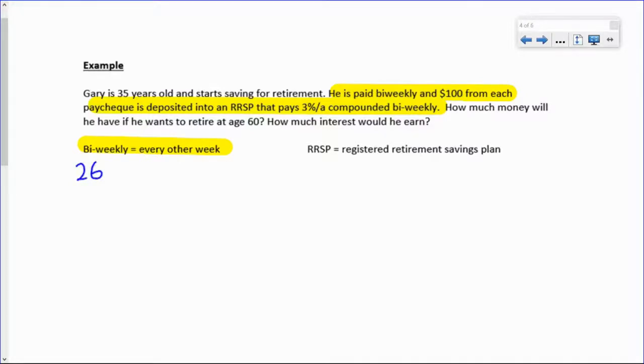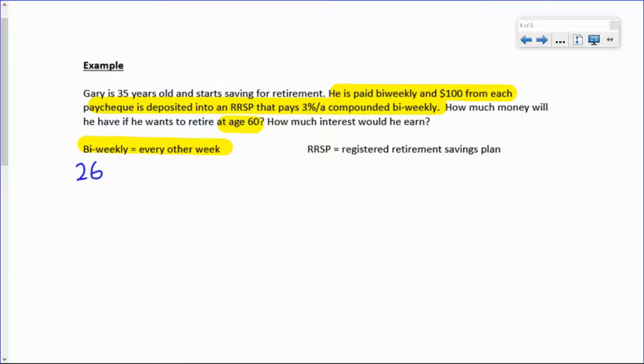Now, we'll come back to the RRSP part in just a minute. For now, all you need to know is the interest rate and the regular payments he's going to make. He's going to make these payments until he's 60. And we're going to figure out how much money he has to retire with. So $100 every other week for, in this case, 25 years.